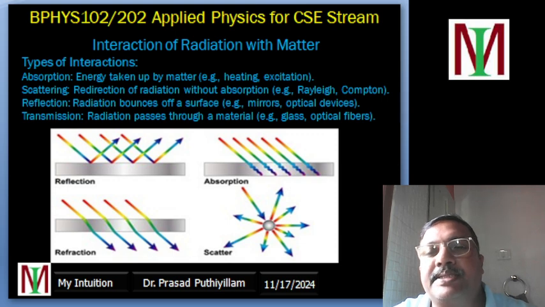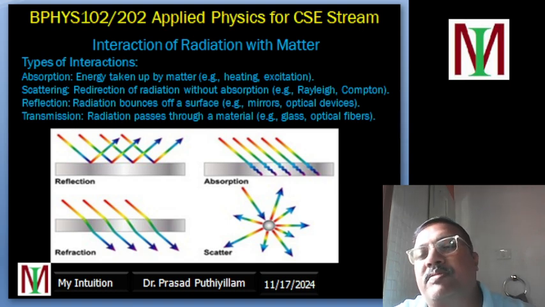Then second point, that is scattering. Radiation is redirected after it interacts with the matter without being absorbed. That is called scattering. In the image of the first one, it is showing that it is getting scattered. There are two types of scattering, the Rayleigh scattering and the Compton scattering.